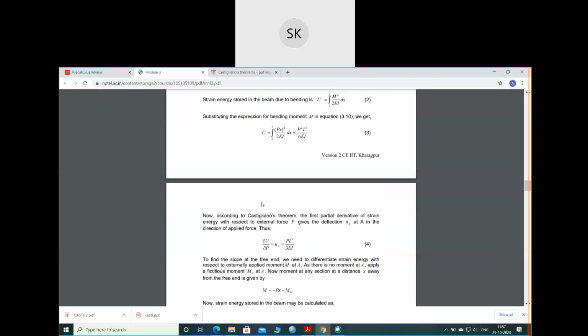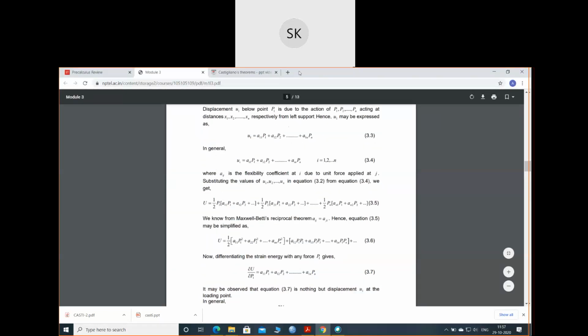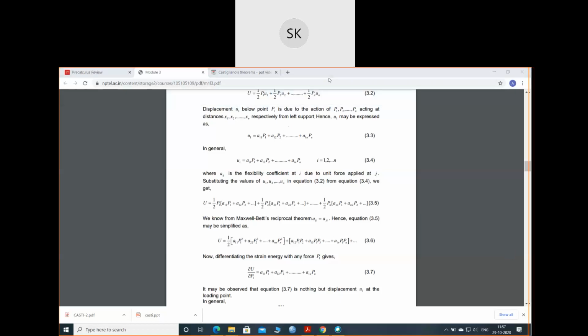In the next class, we'll see the numericals. Okay, we'll do some examples based on this method.